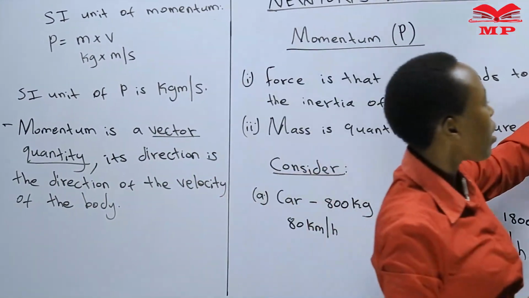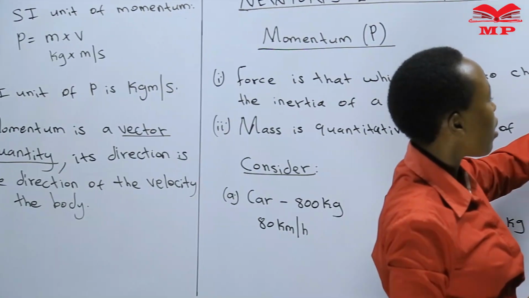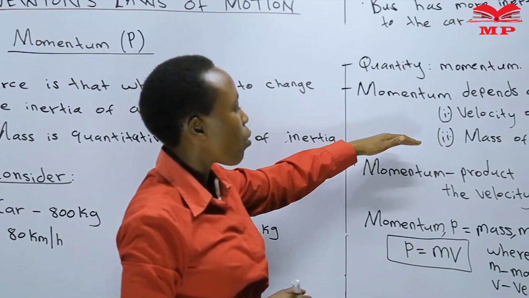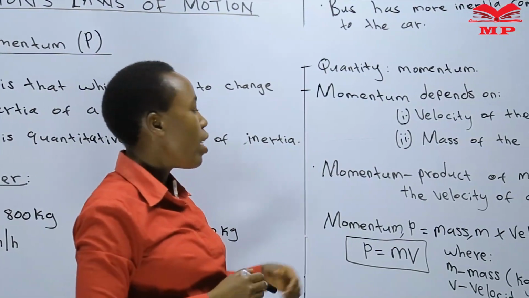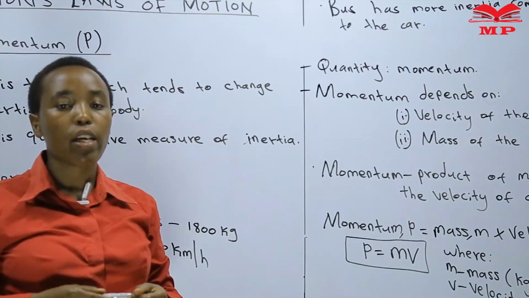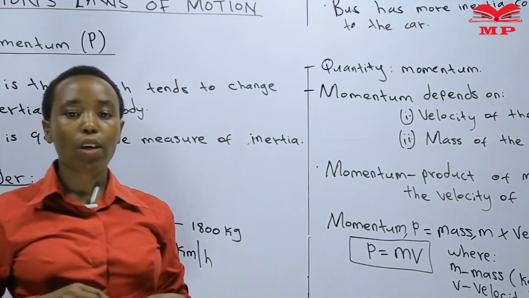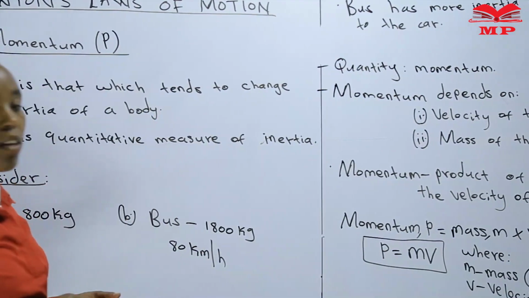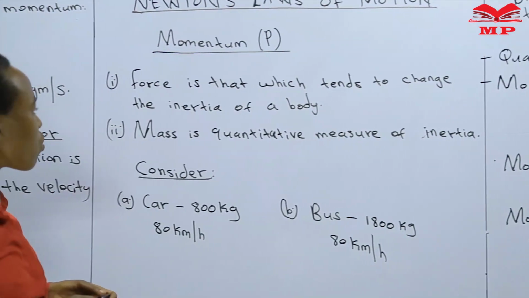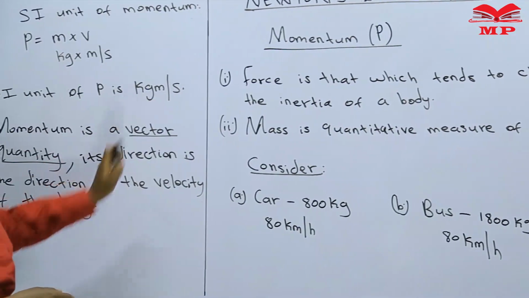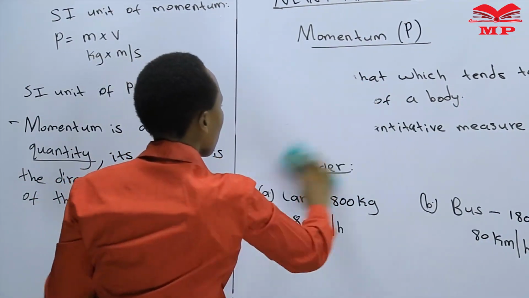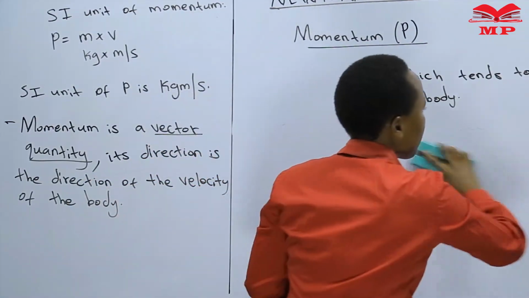So momentum depends on two factors, that is the velocity of the body and the mass of the body, and therefore it is the product of mass and velocity of a body, whereby the mass must be expressed in kilograms and velocity in meters per second, and therefore the SI unit is kilogram meters per second.